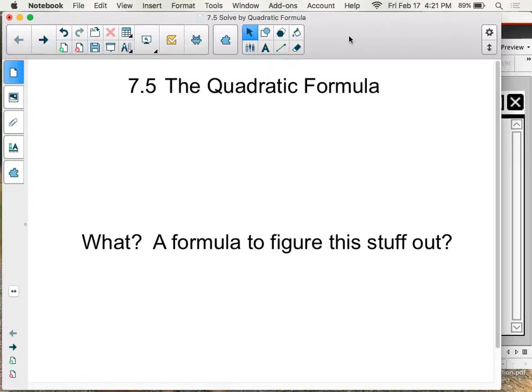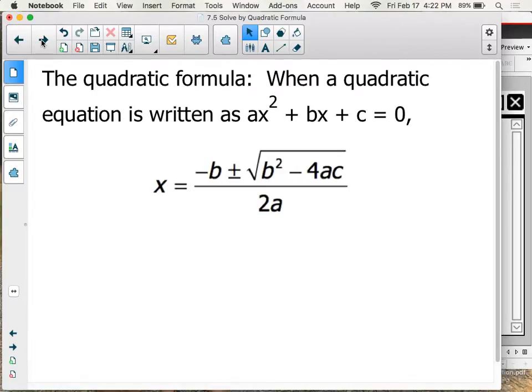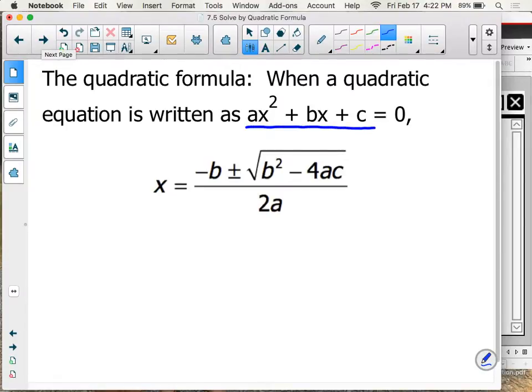So here we go. When we solve with the quadratic formula, we first have to have the equation written in this form here, where we set it equal to 0. A, B, and C are going to be the numbers that are in front of the different variables. A is the coefficient of x squared, B is the coefficient of x, and C is the number at the end. So you have this big old crazy formula here.